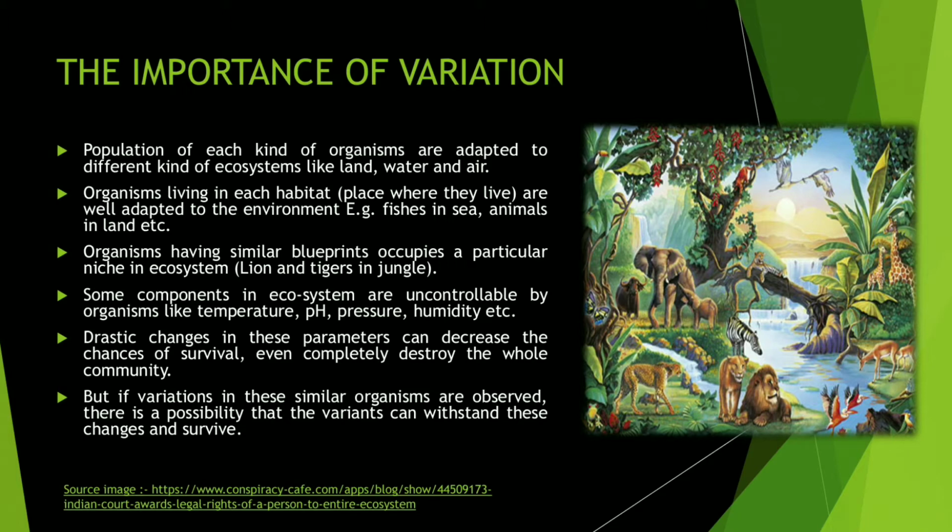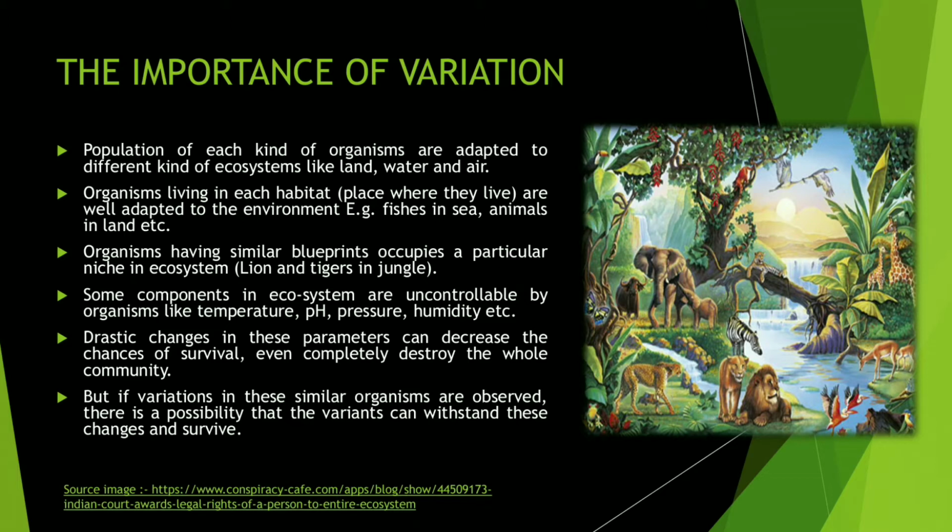Now, what is the importance of variation? Why do we need variation? The populations of each organism are adapted to different kinds of ecosystems like land, water and air. To be more precise, we are adapted to live on land, but we are not adapted to live in water. So different organisms show different kinds of habitat. A bird usually is an aerial organism which stays in the sky, and fish are aquatic, and so on and so forth.